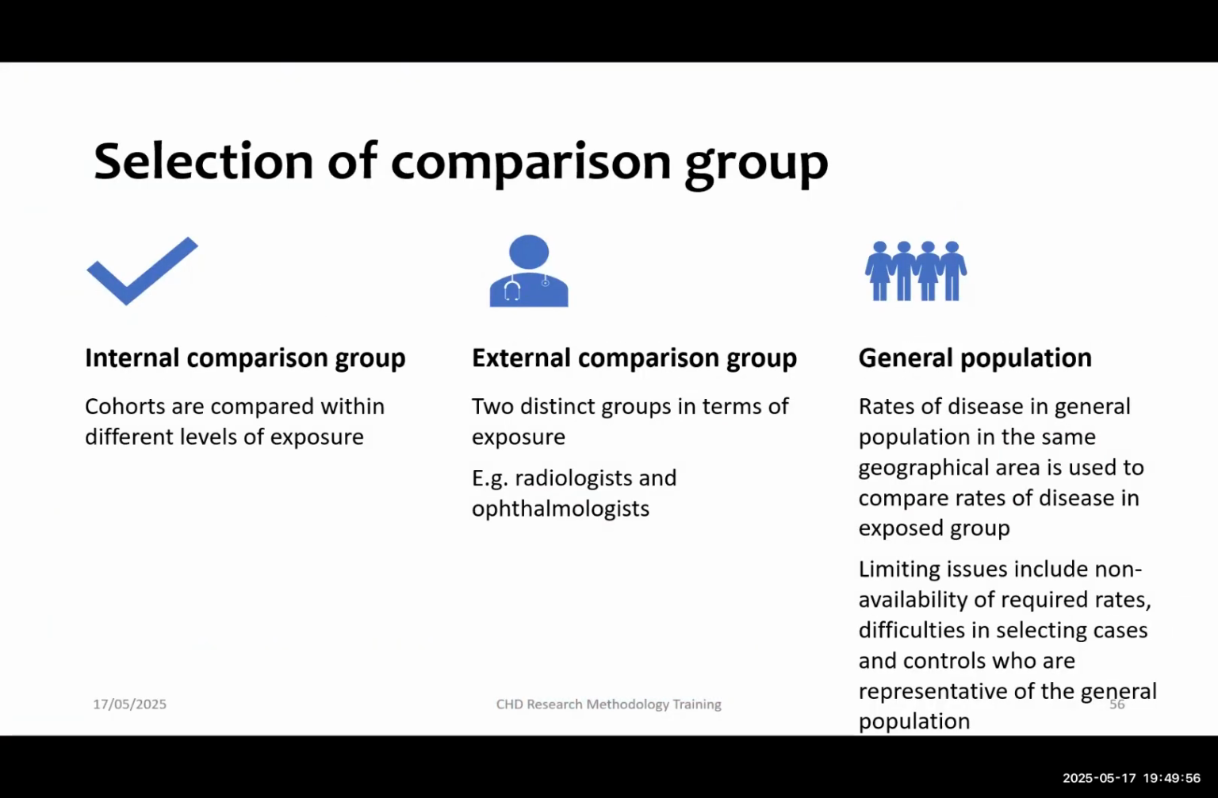And then your controls too. Your controls can be selected. Remember, we said we must match them to make sure they are comparable with the study group. And there are different ways you can get your comparison group. You can have an internal comparison group. An internal comparison group means that both those who are exposed and those who are not are compared within the particular group.